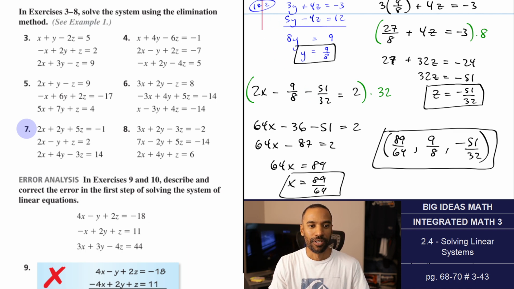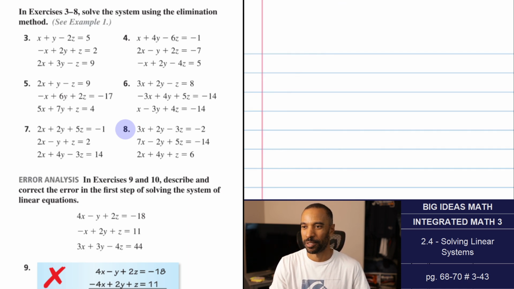Now, my concern is if number 7 was a fraction answer, number 8 is also going to be a fraction answer. So I'm expecting it. We'll see what happens. Let's move to number 8.